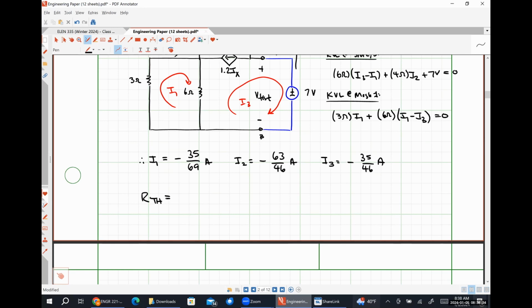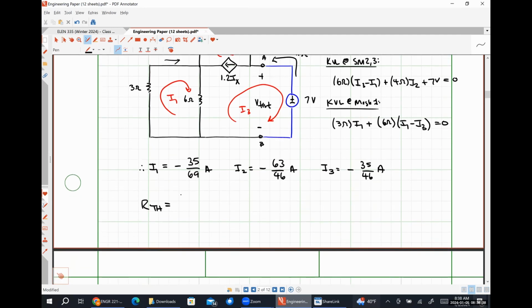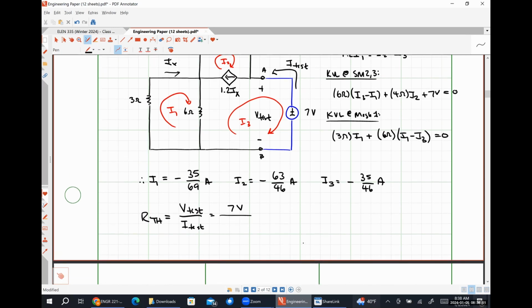Our Thevenin resistance, RTH, is our test voltage, V test, divided by our test current, I test. So V test was 7 volts. What's I test in this case? Negative I3, so that would be +35 over 46. And so 7 over 35 is going to look like 1/5, so 46 fifths of an ohm. 3 different ways, all getting the same result, which means all of our analysis to this point has been correct. It is a damn miracle.